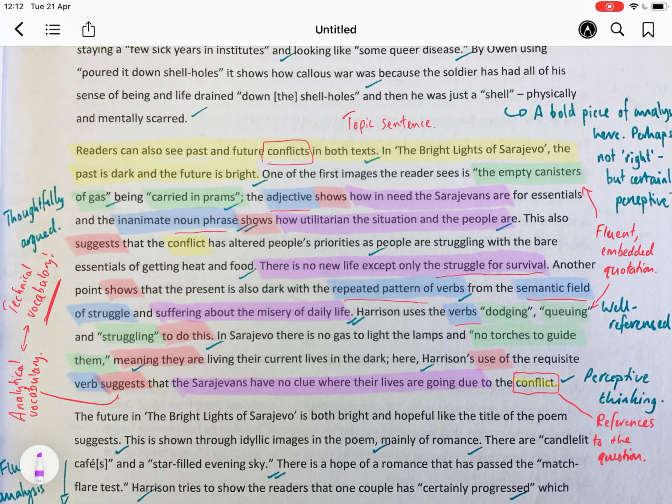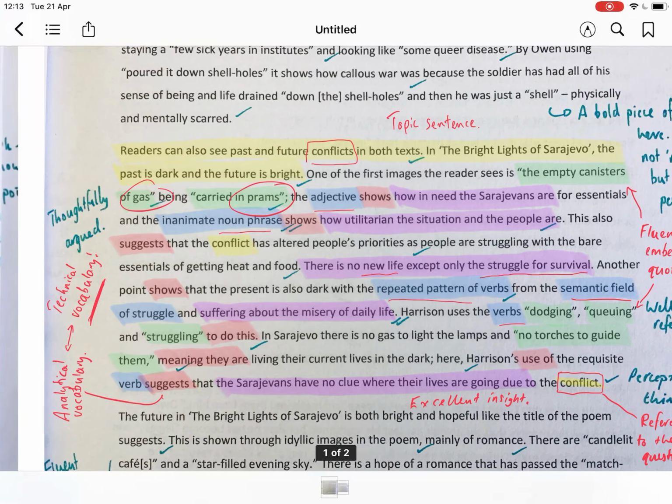The adjective shows how in need the Sarajevians are. It shows how utilitarian the situation the people are, i.e. utilitarian meaning that only the bare essentials are required. There's no new life except only the struggle for survival. That's a nice reference to the fact that it's prams that are carrying now gas, rather than the new life of babies. The prams are carrying things that are essential for survival, the gas canisters. So in purple there, we have some really excellent insight. And it's clear that those are the student's own readings of the text. So that's very important. Let's have a quick look at the other paragraph then.